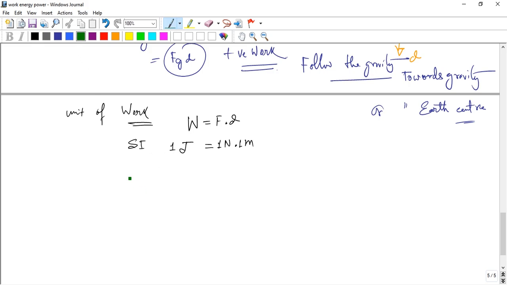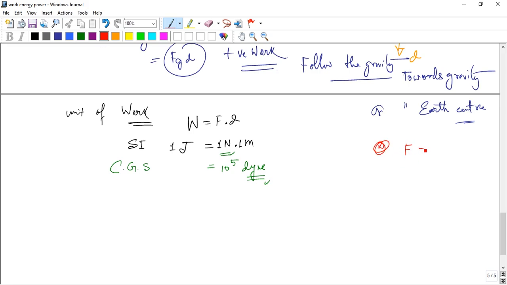So what is the CGS unit of work? Very easy. In class 9 physics, you know that 1 Newton is equal to 10 to the power 5 dyne. What is dyne? It is the CGS unit of force. Very important: dyne is the CGS unit. And what is the relation between Newton and dyne? That is class 9 physics, but here we recall it.